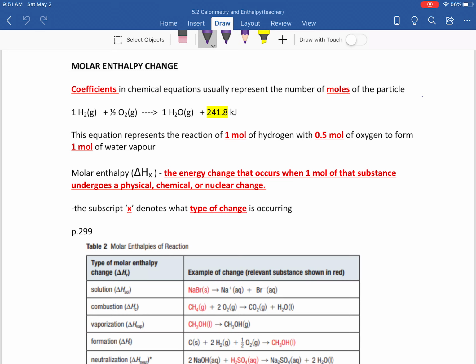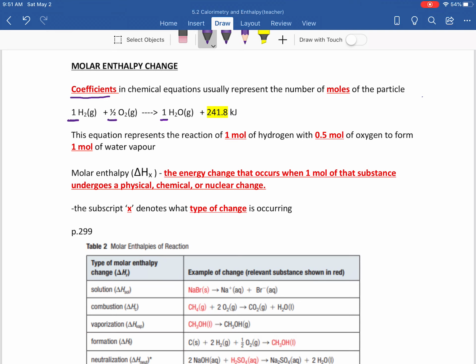So now we'll continue with our lesson with molar enthalpy change. What we need to start with though, since you heard the word moles, we're going to be going back to grade 11 and stoichiometry. So first things first, let's remind ourselves what a coefficient is. A coefficient is the number preceding a chemical formula of either a molecule or an atom, and it designates how many moles of that substance is required in the chemical reaction.